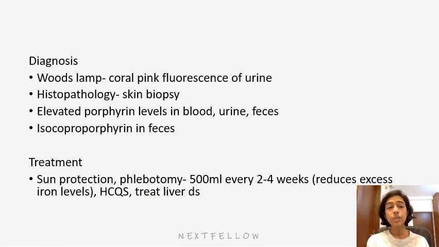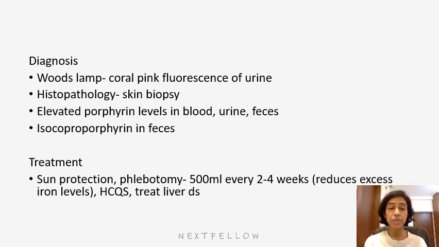Diagnosis: you can use a Wood's lamp on a urine sample. There will be coral pink fluorescence. A skin biopsy will reveal subepidermal blisters, and there will be a relative lack of inflammation. So that would point towards porphyria. Elevated porphyrin levels will be found in the blood, urine, and feces samples, and especially isocoproporphyrin in the feces would be elevated. The treatment of this, the first thing is sun protection, of course.